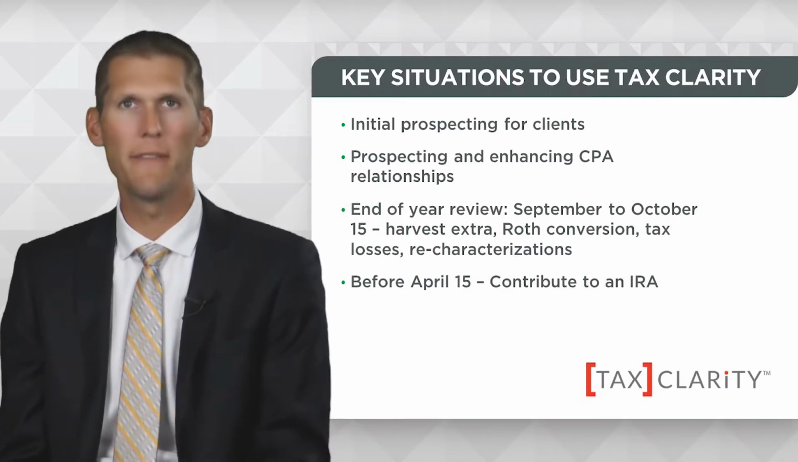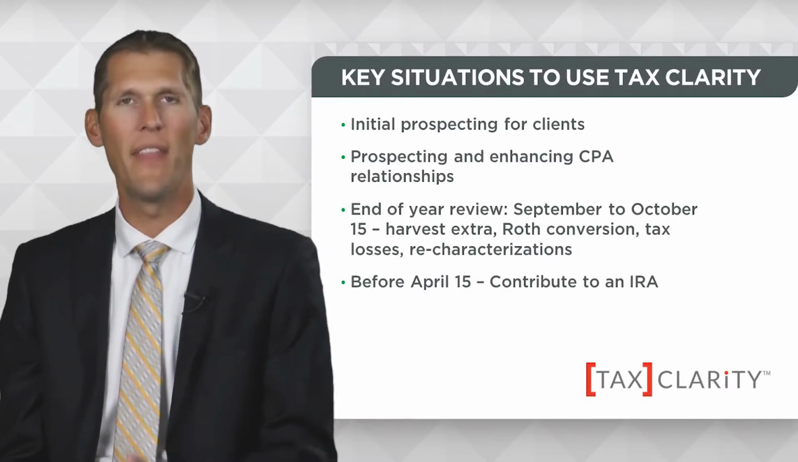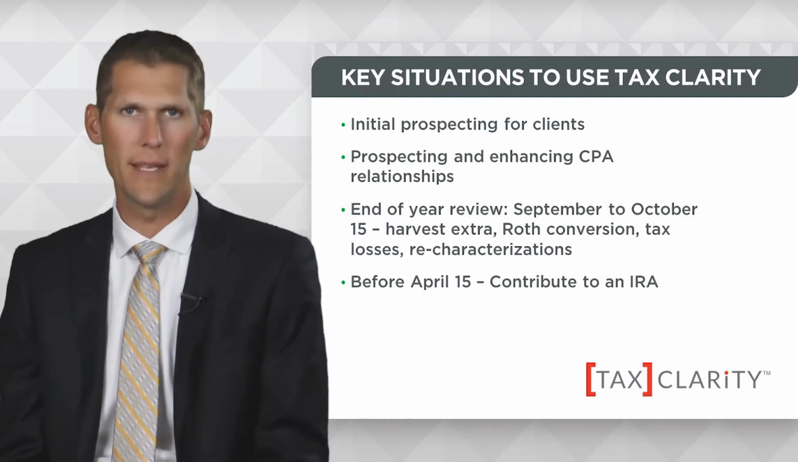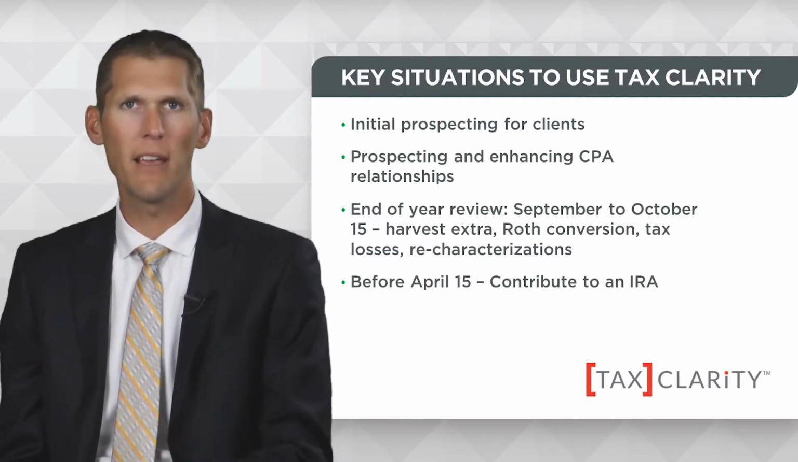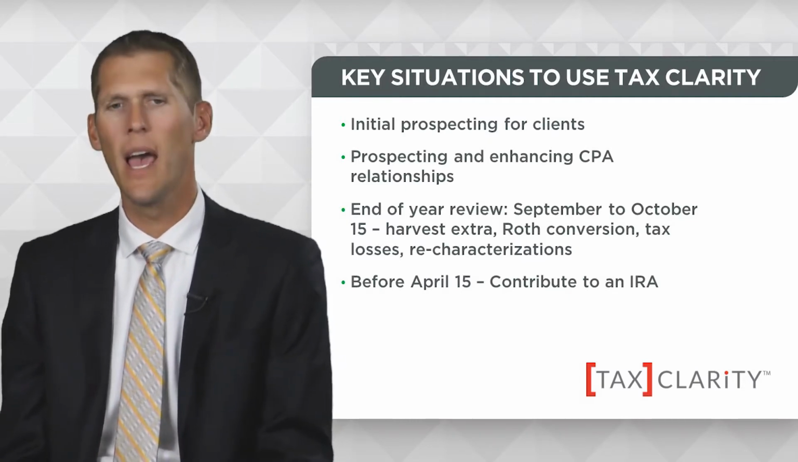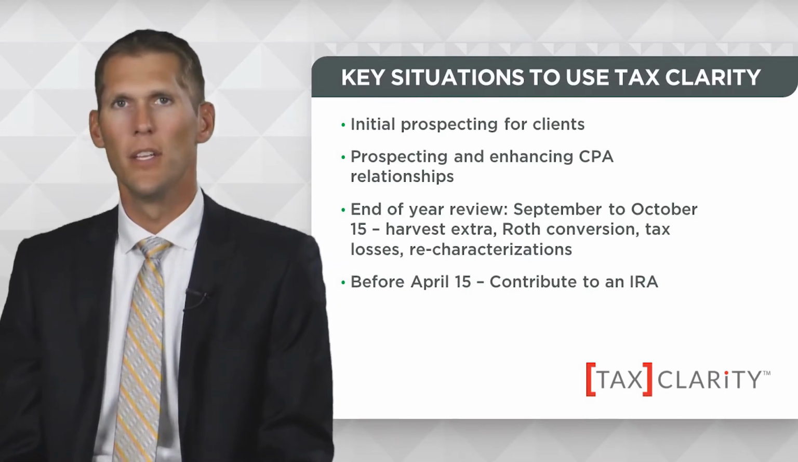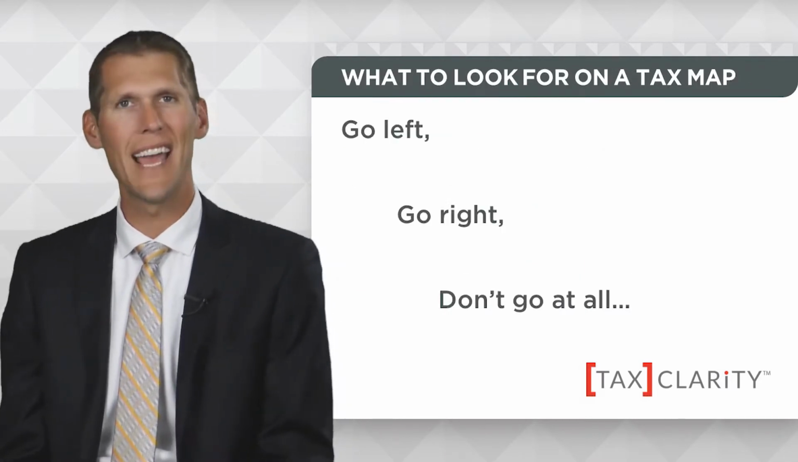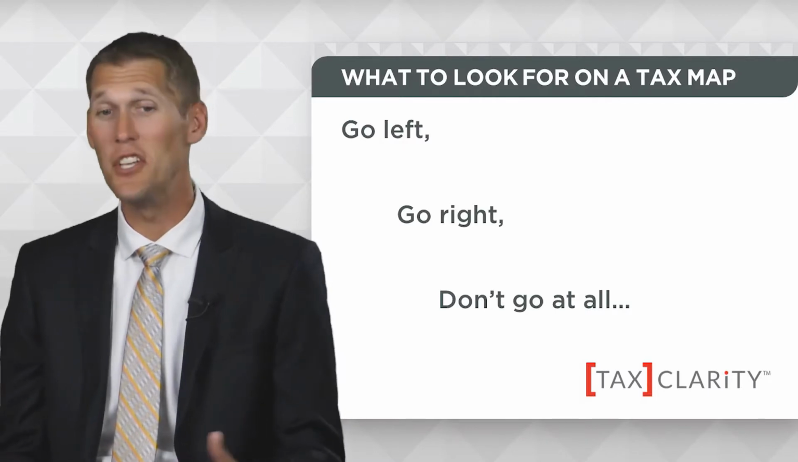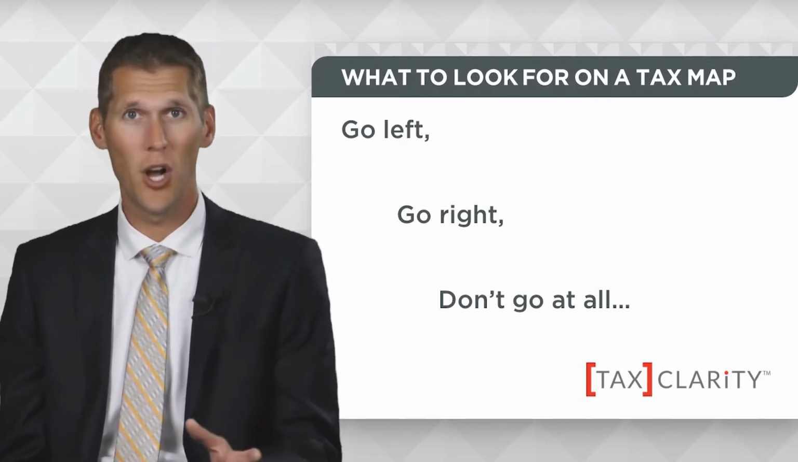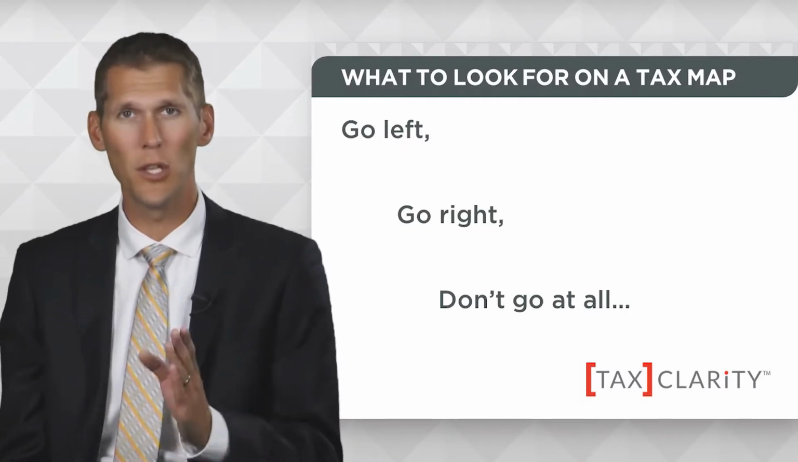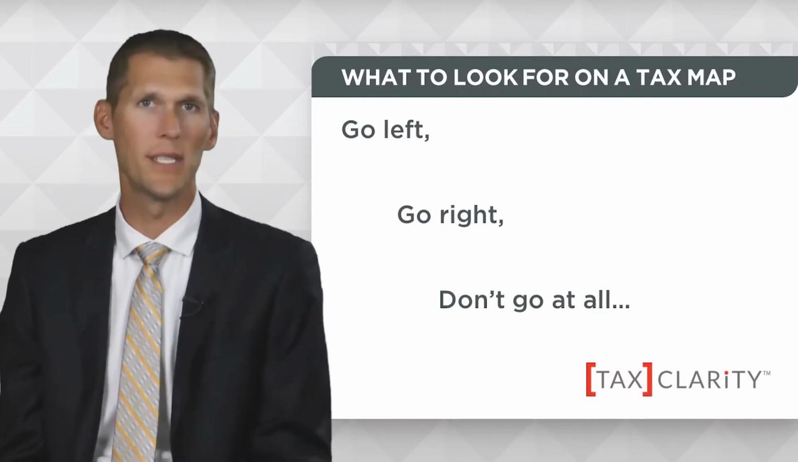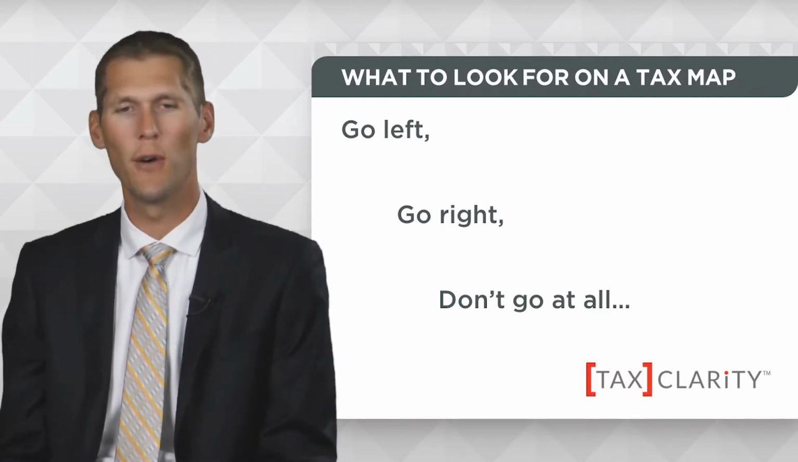That's kind of that October 15th timeline. And then finally, the April 15th timeline. What are those things that you should be checking for heading into April 15th of each year for your clients? So the real question, what do you look for on a tax map? Do you go left, do you go right, or do you not go at all? Those are really the big questions. When you look at a tax map, you've got those choices. Go left, go right, or don't go at all.